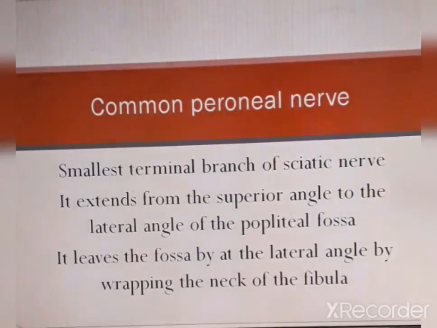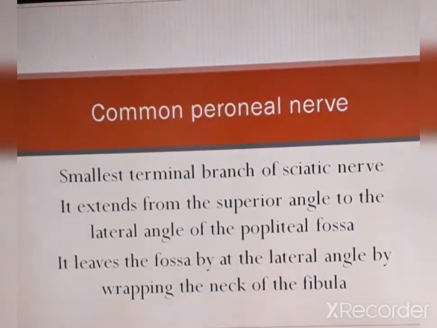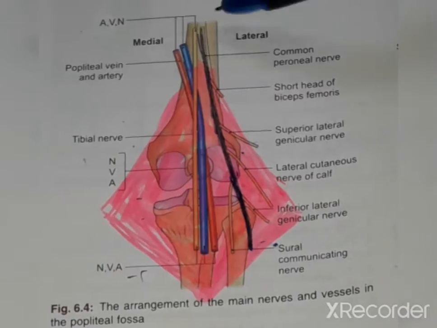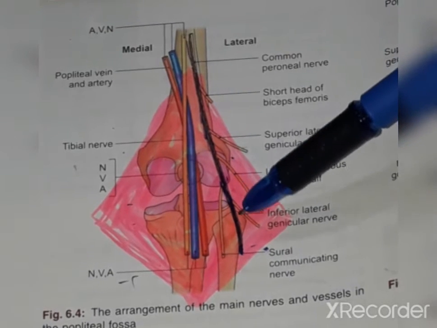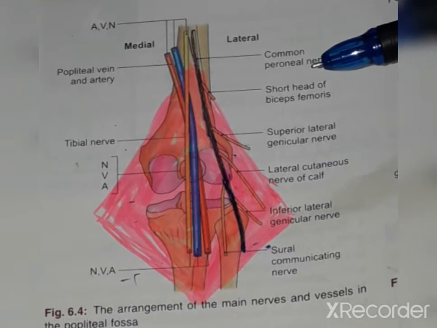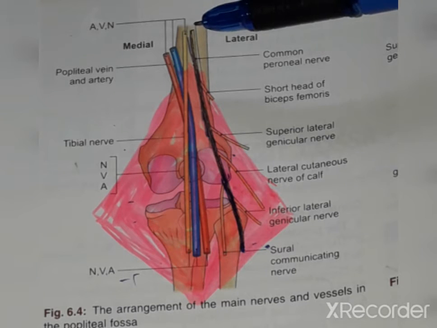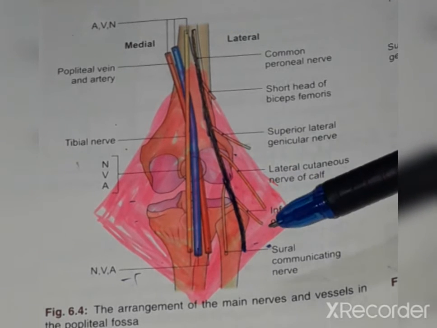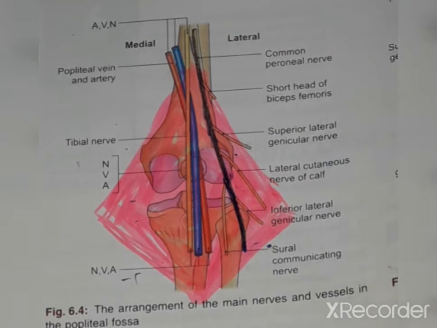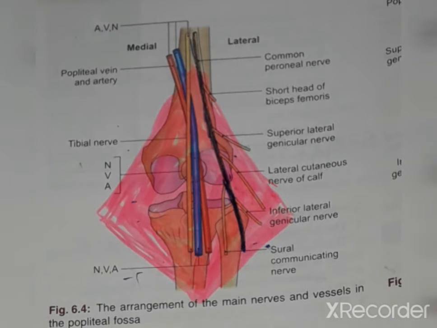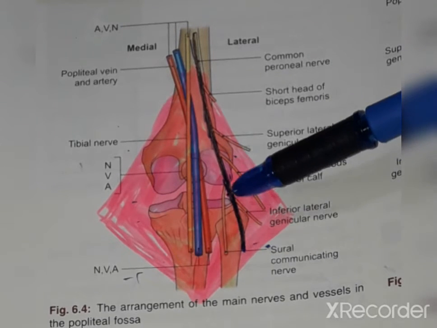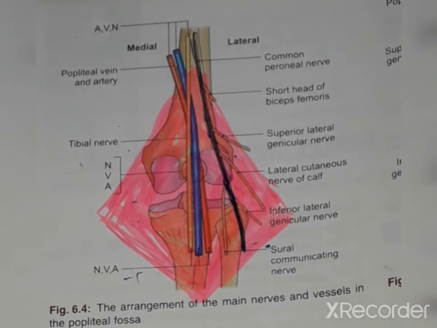Next, we are going to see about common peroneal nerve. This is the smallest terminal branch of sciatic nerve. This is the common peroneal nerve. This common peroneal nerve extends from the superior angle of the popliteal fossa till the lateral angle of the popliteal fossa. The nerve leaves the popliteal fossa at the lateral angle by wrapping the neck of the fibula and enters the anterior aspect of the body.